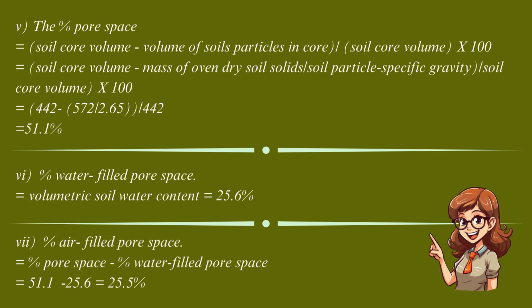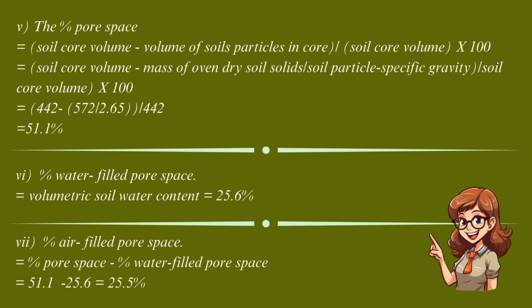For percent water-filled pore space, as it uses the volumetric soil water content directly, 25.6% of the pore space is filled with water. Finally, percent air-filled pore space is determined by subtracting the water-filled portion from the total pore space. In this case, the calculation shows that 25.5% of the pore space is filled with air.